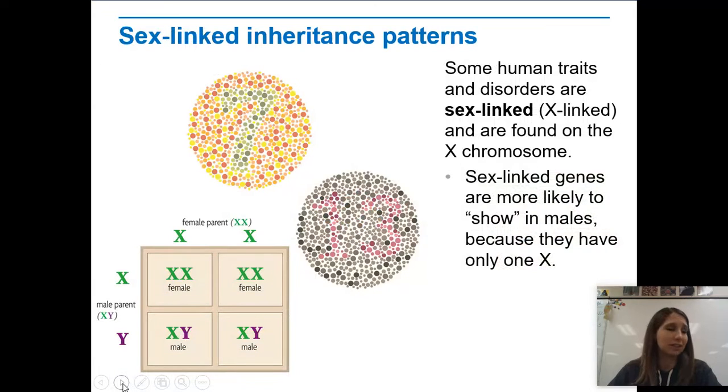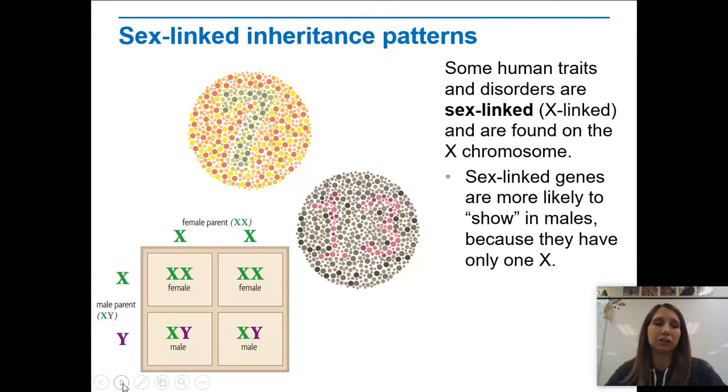In comparison to that, I mentioned that there's another category of traits that we can inherit, and these traits are what we call sex-linked traits. Sex-linked is a term given to any type of gene that's found on the X chromosome specifically. So there are human traits and also some disorders, where we have things that go wrong that are tied to that X chromosome.